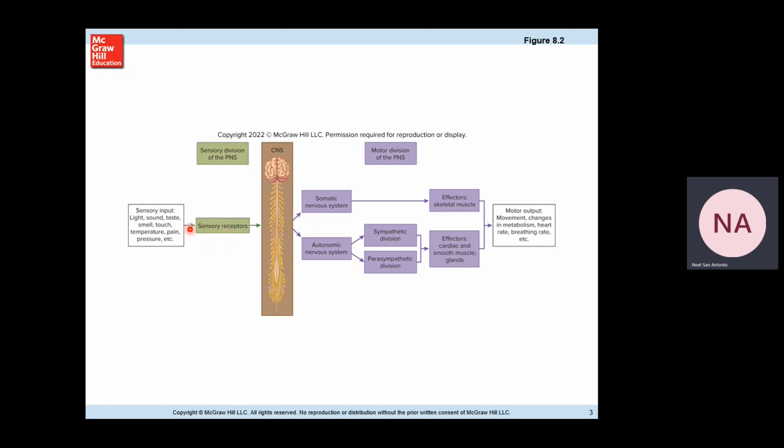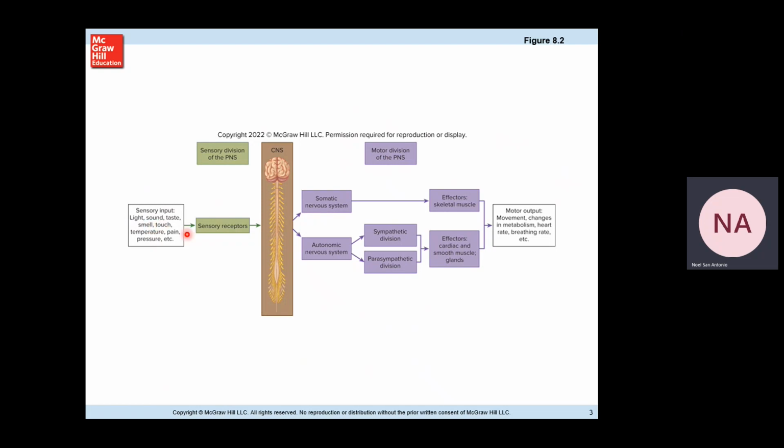What are those sensory inputs? Light, sound, taste, smell, touch, temperature, pain, pressure, among others. So we can perceive or we can sense light through sensory receptors in our eyes. We can perceive or sense sound through the sensory receptors in our ears, while we can taste through the sensory receptors in our tongue, smell through the receptors in our nose, and touch through the receptors in our skin, and among others.